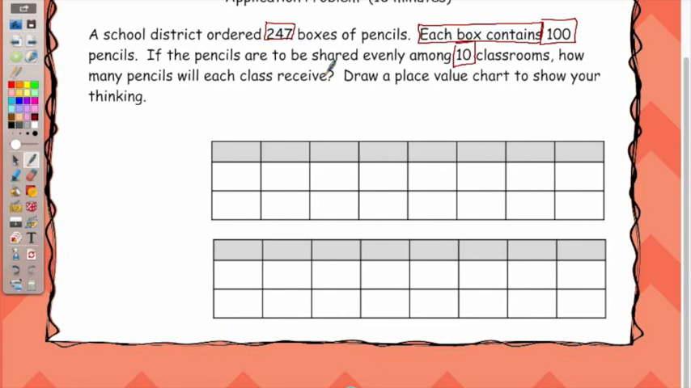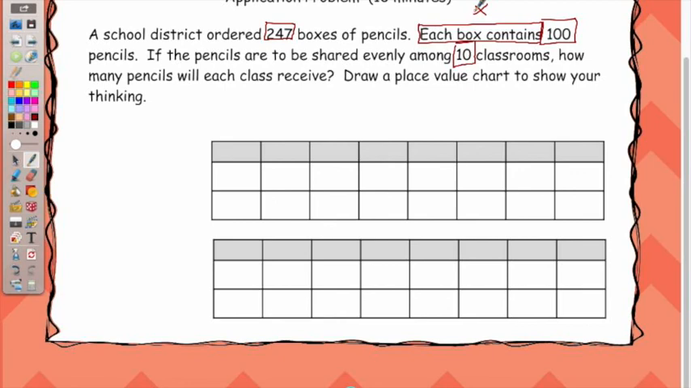Each box contains. What do you think that's going to mean? Multiply or divide? Multiply. Why do you say multiply? Because I forgot the reason why. Contains probably means it's getting larger. We don't know for sure unless we read all the other words around it, okay? All right, so we're going to multiply.